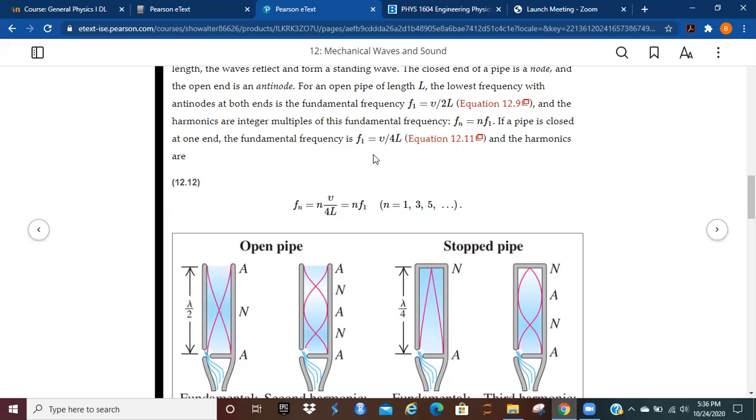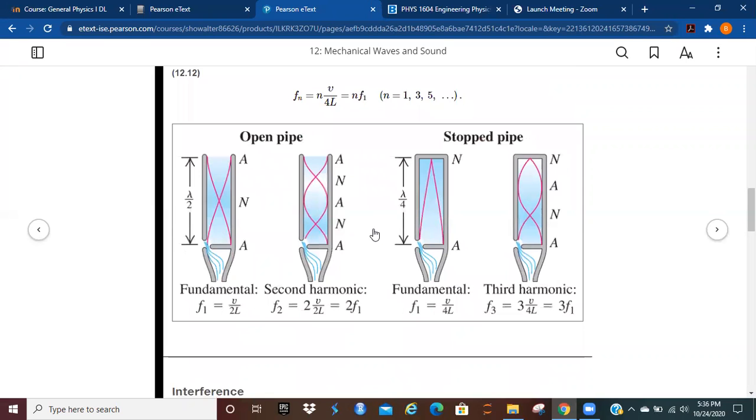So if a pipe is closed at one end, then the fundamental frequency is this, and the harmonics are going to be 1, 3, 5 multiplied by that. And so you can see here that the fundamental of an open pipe and the second harmonic is just going to be double that. You're going to have a fundamental here, and then you would have a third harmonic. You wouldn't have the second harmonic. If you did, you would end up with a situation like this, where you don't have an open end of the pipe. So you would have to introduce a full wavelength in there on top of what you already have.